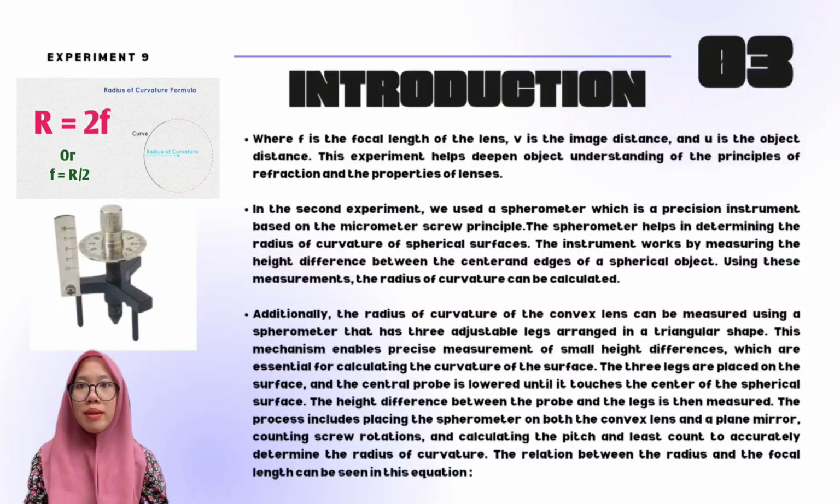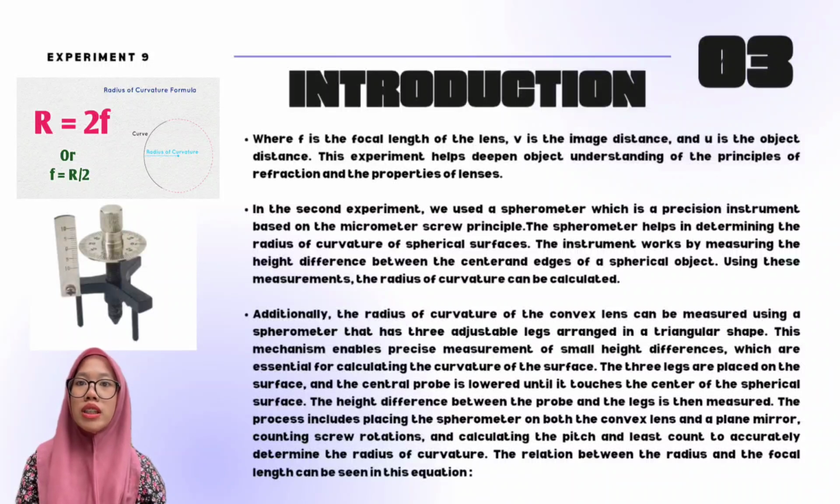In the second experiment, we use a spherometer, which is a precision instrument based on the micrometer screw principle. This spherometer helps in determining the radius of curvature of a spherical surface. The instrument works by measuring the height difference between the center and edges of a spherical object. Using this measurement, the radius of curvature can be calculated.